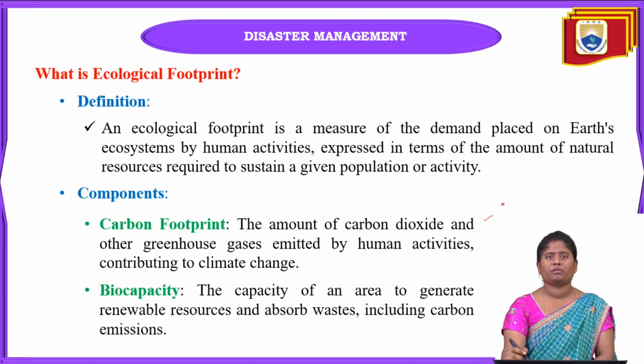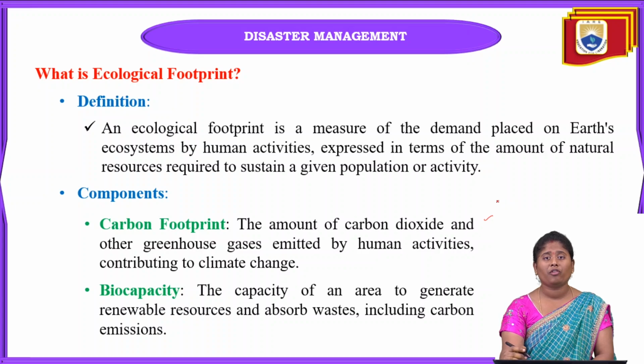The main components of this are, first, carbon footprint. The amount of carbon dioxide and some of the harmful gases, like greenhouse gases, emitted by human activities like industrial waste or factory waste, or if any nuclear disaster happens, that will contribute towards the climatic condition. Means there will be a change of the climatic condition.